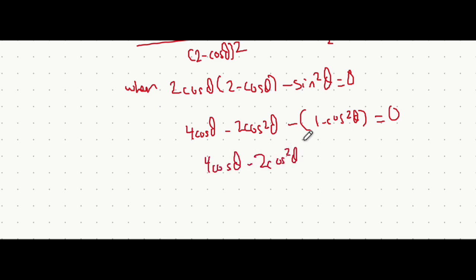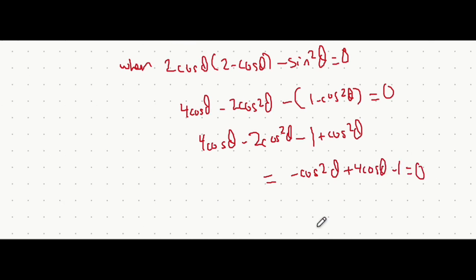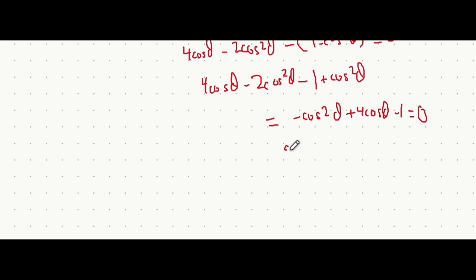Okay, let's expand out. So minus times 1 is minus 1, minus cos squared is plus cos squared theta. Let's simplify that even more. So minus 2 cos squared plus cos squared is minus 1 cos squared, plus 4 cos theta minus 1 is all equal to 0. To solve this, I'm going to multiply everything by minus 1, because I don't like it when there's a negative in front of the square term, if that makes sense. And so cos squared theta minus 4 cos theta plus 1 equals 0.